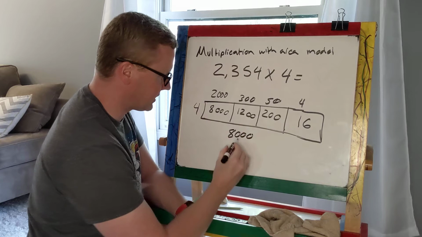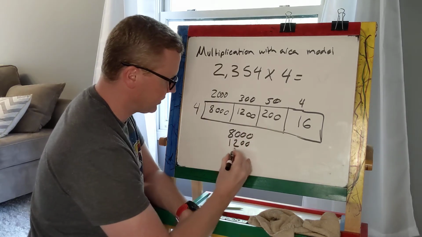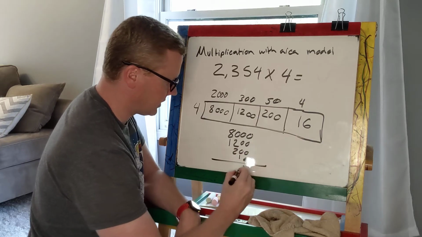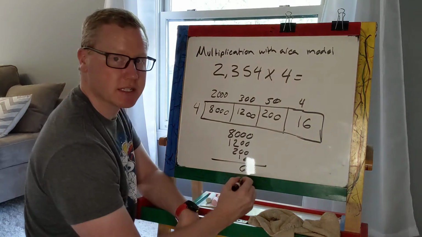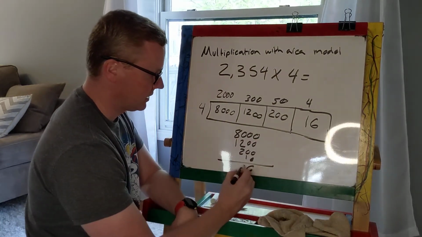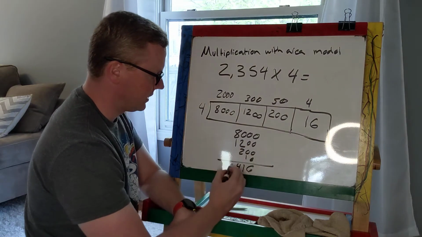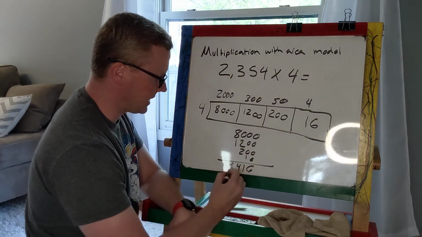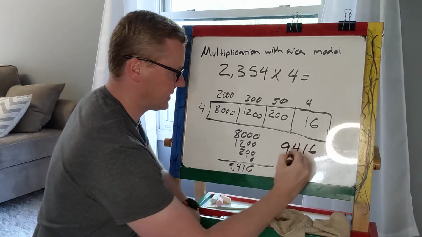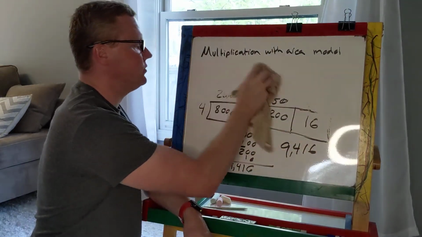8,000 plus 1,200, lining up your place values, plus 200 plus 16. And you get a 6. Sorry, it's small down here. Ooh, and there's a reflection. A 6. A 1. 2 plus 2 is 4. And 8 plus 1 is 9. 9,416.